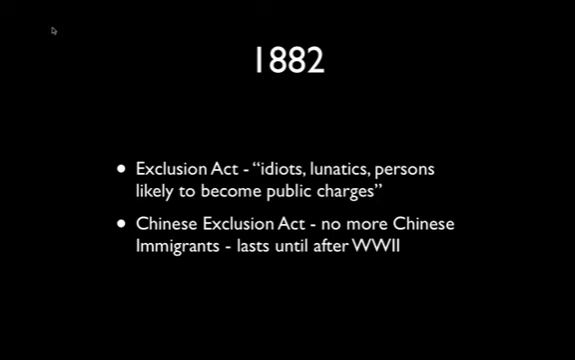Also in 1882, we have the Chinese Exclusion Act that said no more Chinese immigrants could come, and we kept that in place until after World War II. So that was the first kind of Asian exclusion, was the Chinese, and basically the reason was because they were given a lot of jobs, and people wanted white, quote-unquote, Americans to have jobs and not these Chinese immigrants.